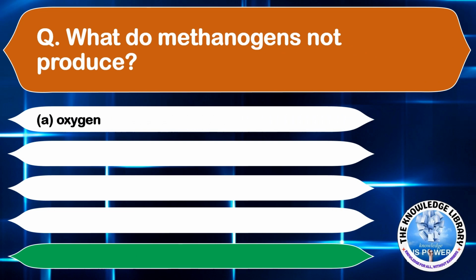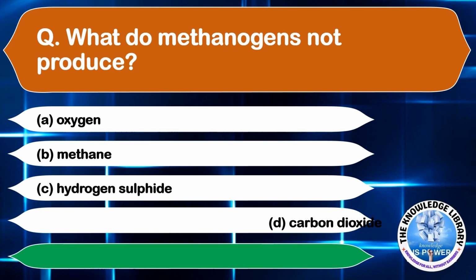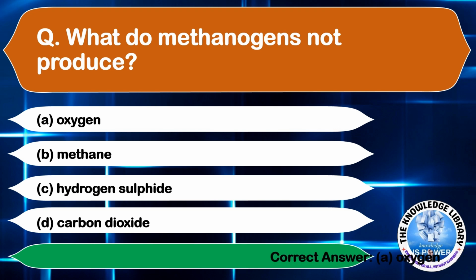What do methanogens not produce? Option A, oxygen. Option B, methane. Option C, hydrogen sulfide. And option D, carbon dioxide. The correct answer is option A, oxygen. Moving on to the next question.